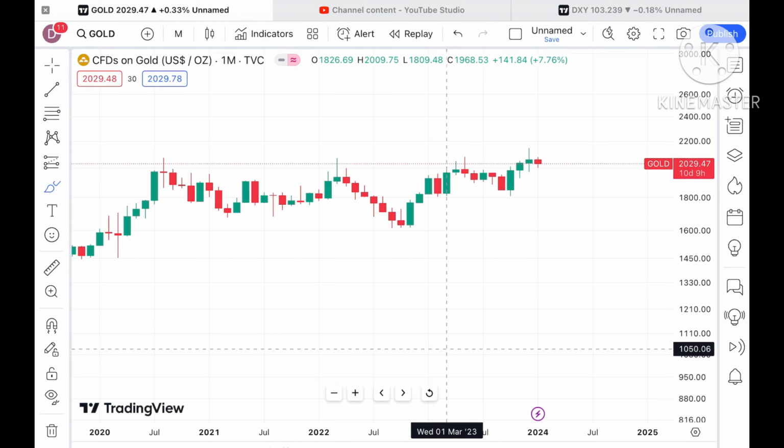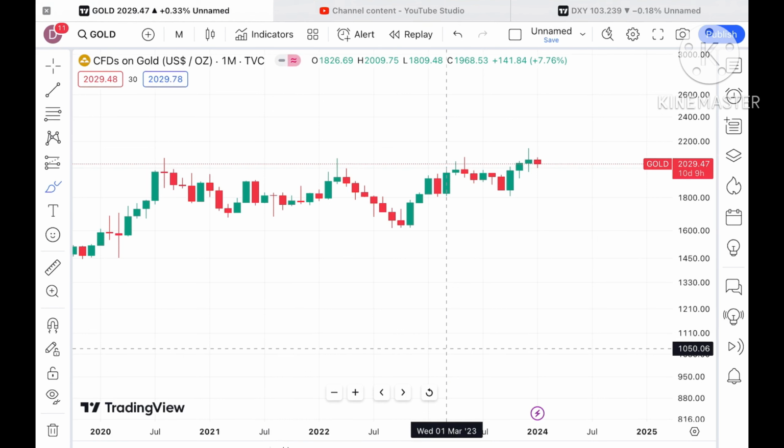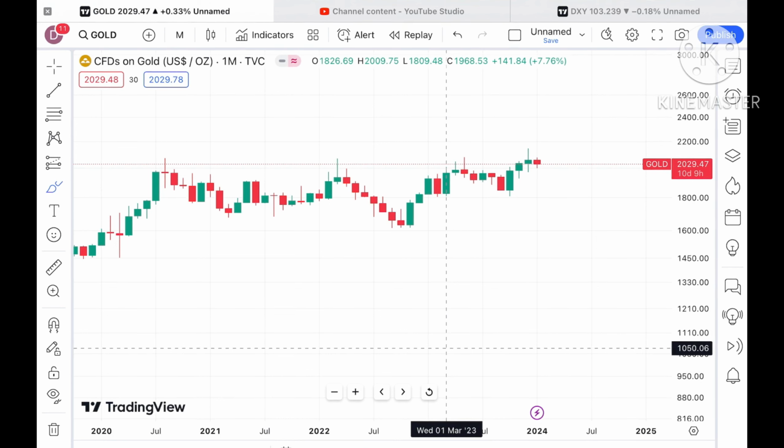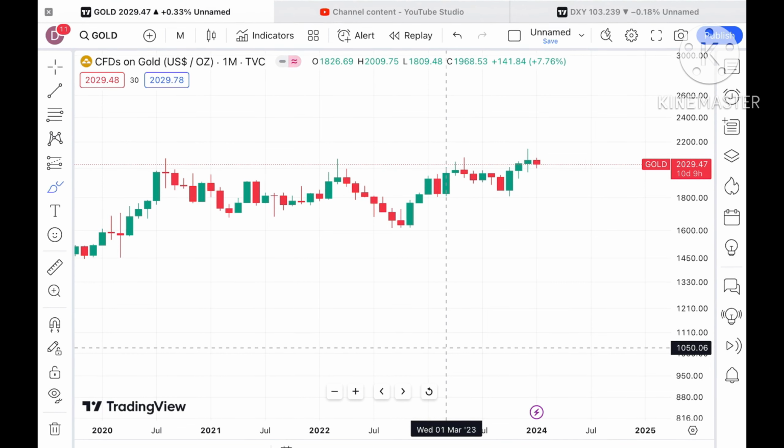As we know that in 2024 the election will be there, so chances will be very high that we can see a further upside movement in the price of gold, and if the price of the dollar index moves upside, we can see there will be a fall in the price of gold as one of the factors.